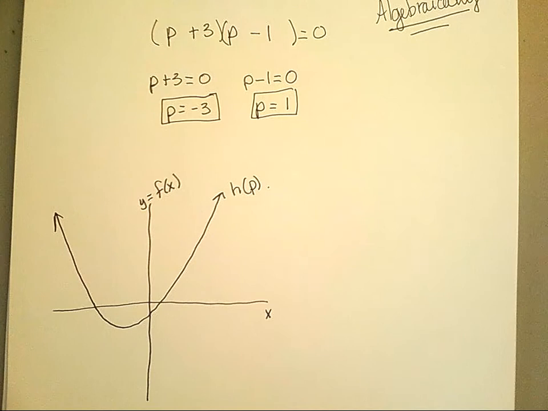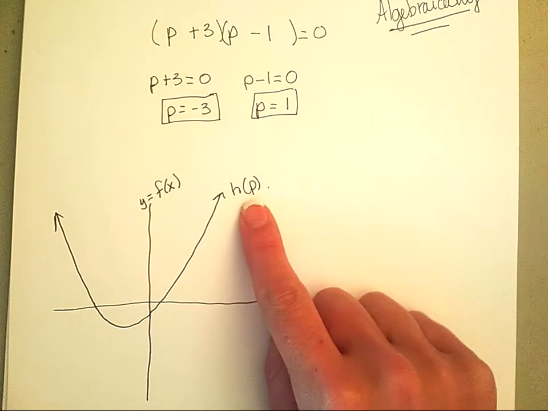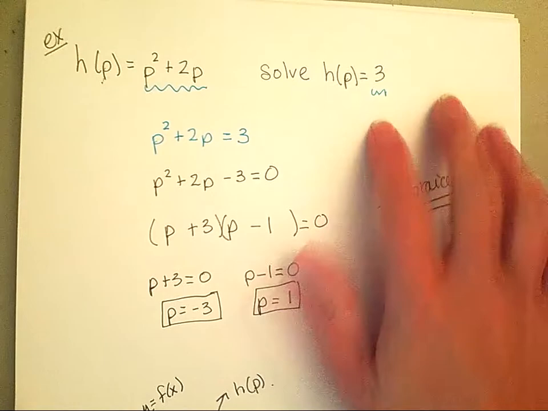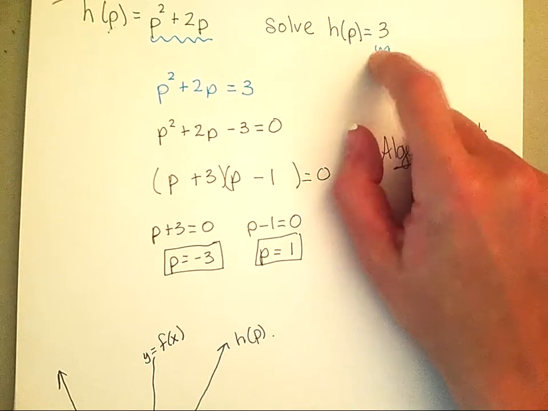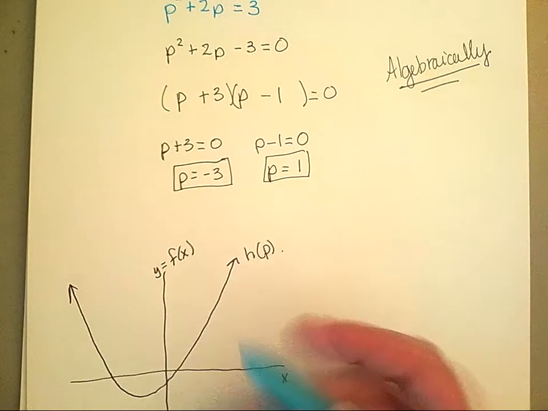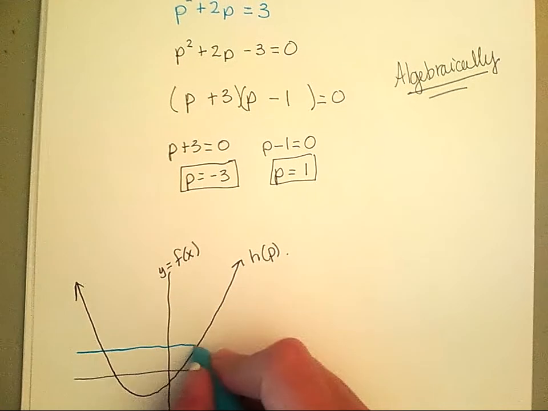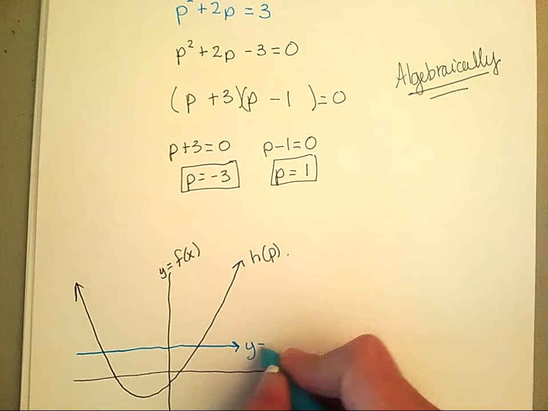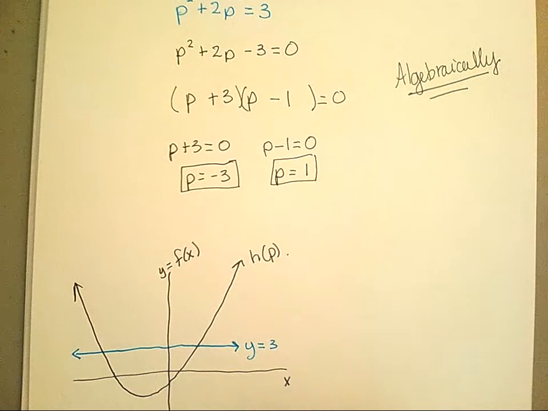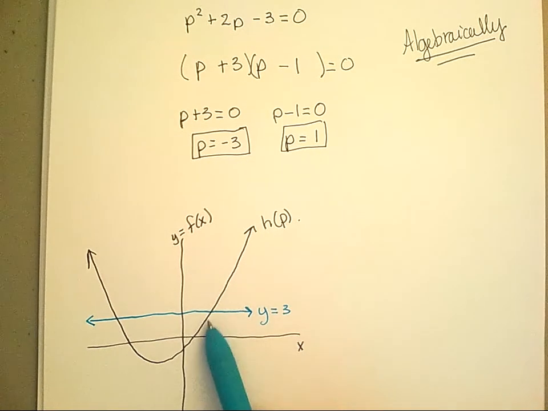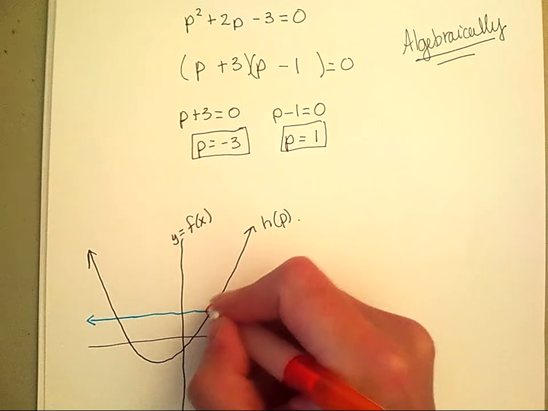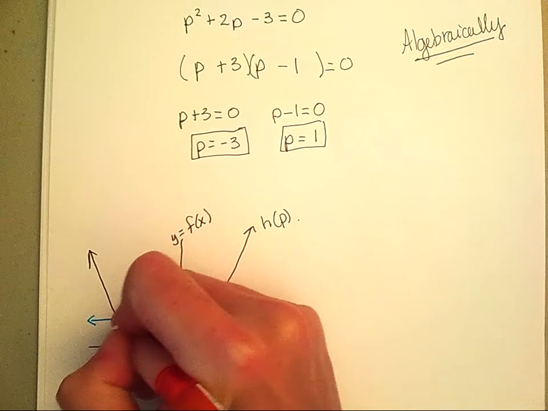Okay. What I would be looking for then, if this is h of p, and I want to solve where h of p equals 3, then this is the line y is equal to 3, which I could put in. So this is the horizontal line, y is equal to 3. And if I'm wondering where these two graphs are equal without having the function to solve, what I would have to do is look for intersection points. And these intersection points would lead to the solution.